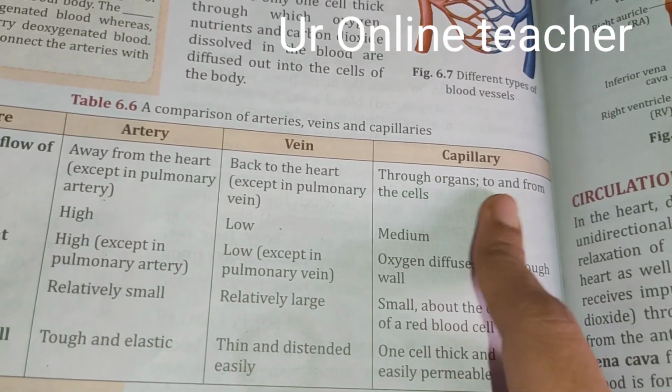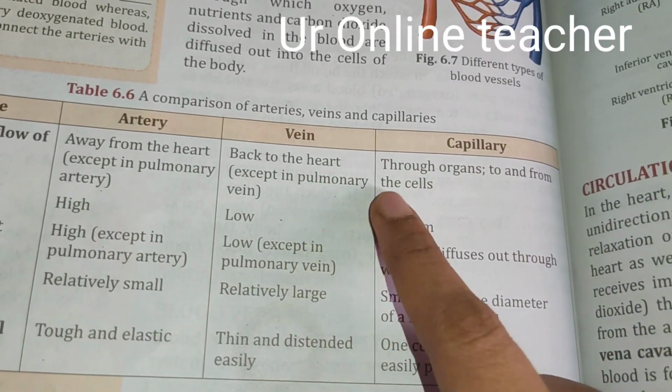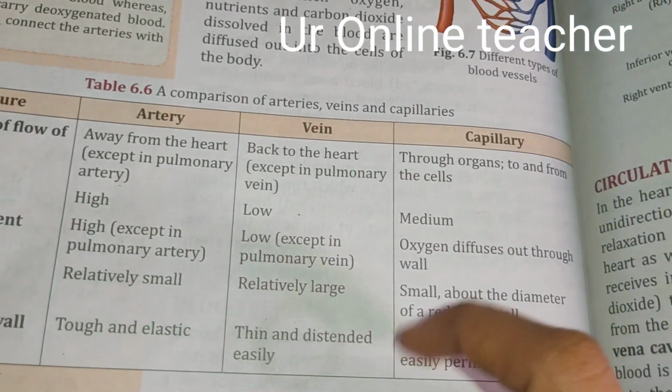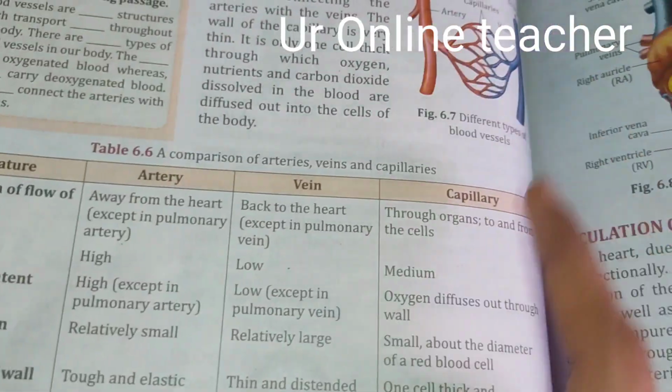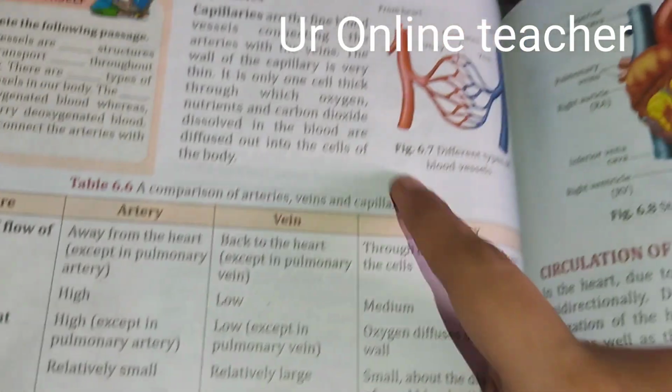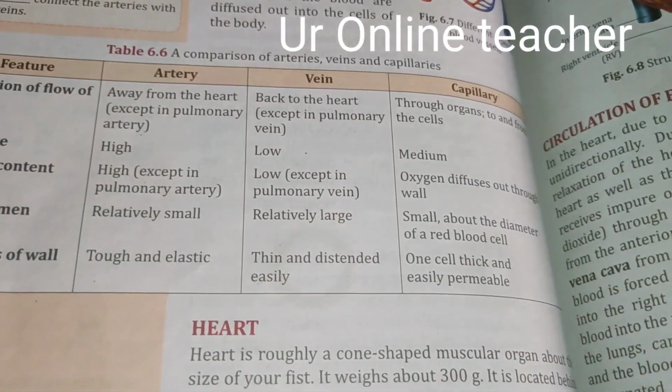Then capillaries run through organs and to the cells. So these capillaries will be from the organs and from the cells. Medium pressure will be there. Oxygen diffuses through the wall. They are small, about the diameter of red blood cells, very small like red blood cells. Only one cell thick and easily permeable.